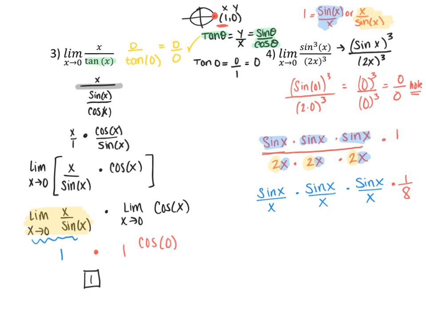So each and every single one of these guys, sine x over x, when I take those limits as x approaches 0, each one of these guys, the limit is 1. So 1 times 1 times 1, and then times this last 1/8 would give me 1/8 as my limit.